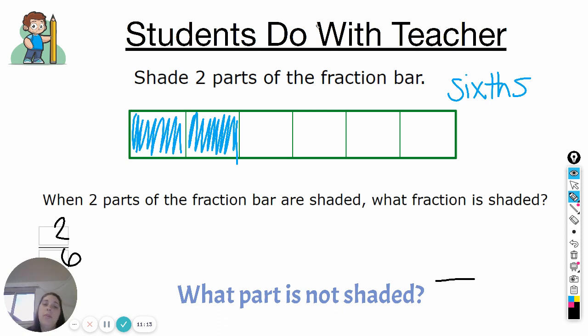Okay, let's go ahead and count. 1, 2, 3, 4 pieces are not shaded. We know there's 6 pieces altogether, which means that 4 out of the 6 pieces are not shaded, and we would say that is 4/6. Go ahead and say that out loud. 4/6.